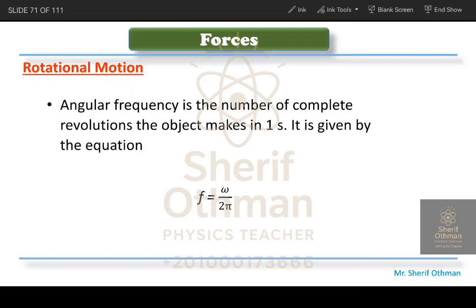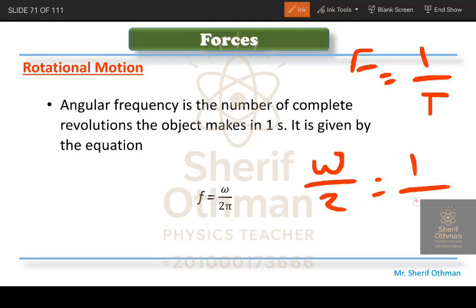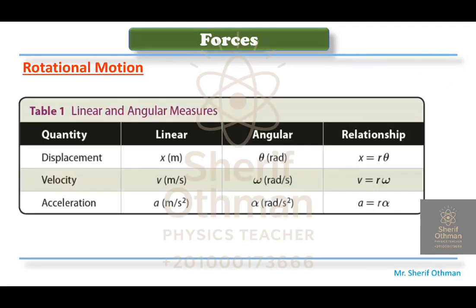The frequency. What is the meaning of frequency, guys, for rotational motion? The frequency is the number of revolutions occurring in 1 second, and we can calculate it using the rule omega over 2 pi. By the way, we are going to study the relation between periodic time and frequency in the wave chapter. Frequency is equal to 1 over periodic time. Applying this rule, you will find that omega over 2 pi is equal to 1 over T. So, how do we relate linear motion to angular motion?